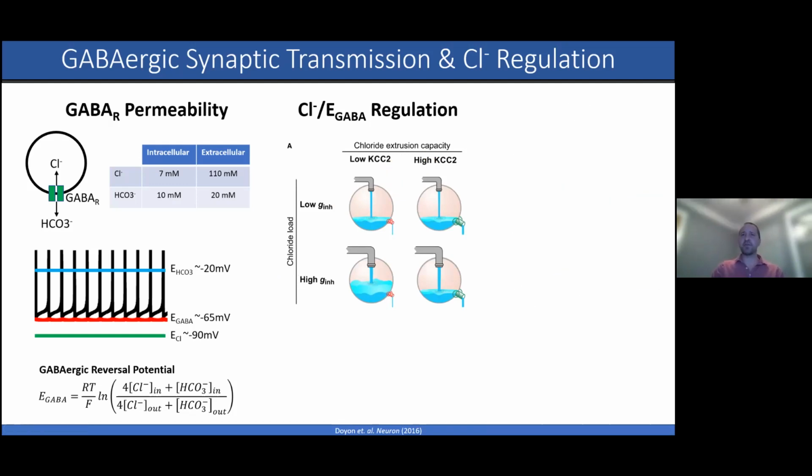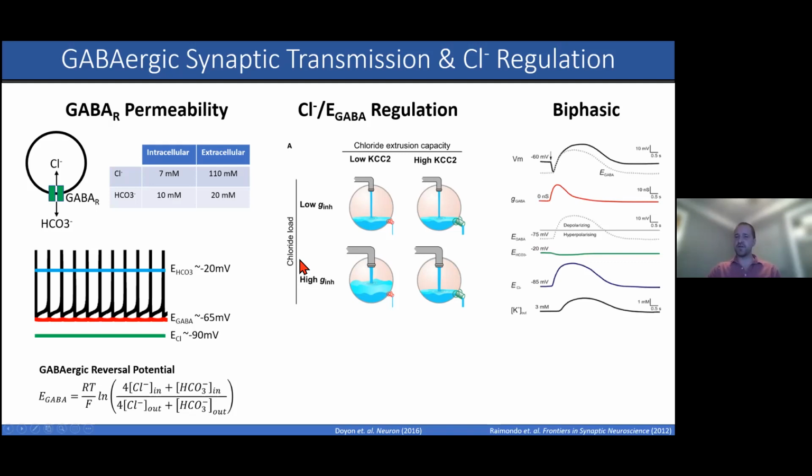And then another thing that can happen is, based on the balance of this chloride extrusion capacity and chloride influx, you're going to set the intracellular chloride concentration, which in turn will set E-GABA and determine whether or not the GABAergic reversal potential is inhibitory or excitatory, or potentially shunting.